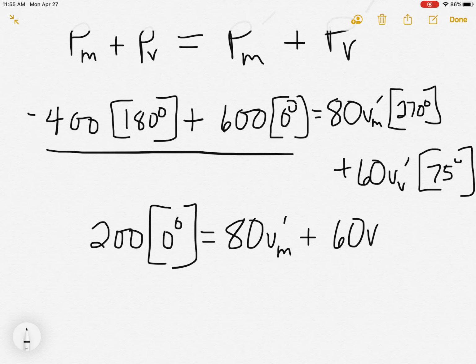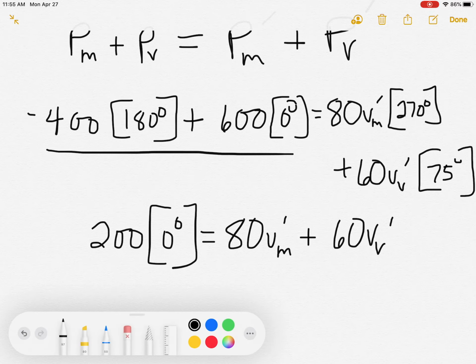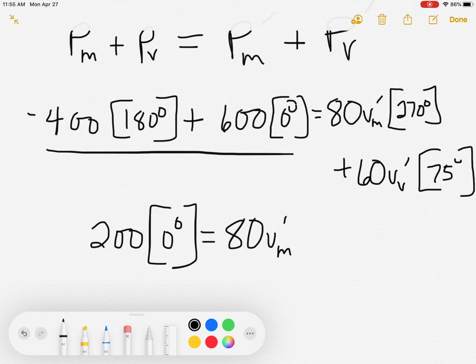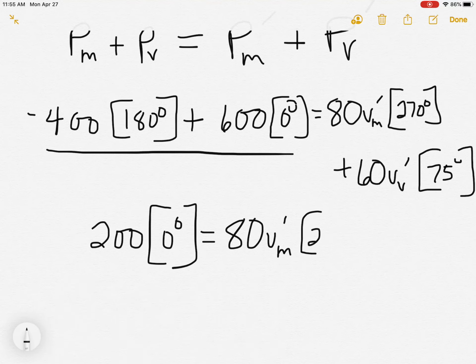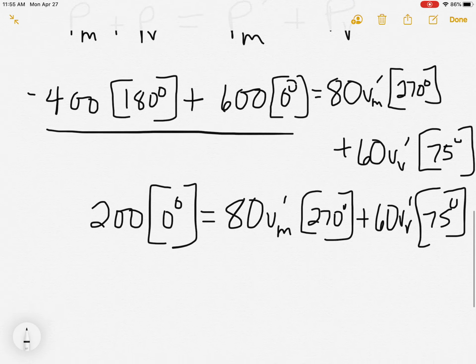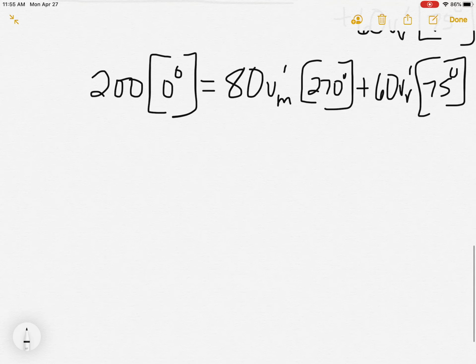And then we have this one, 80, velocity man, plus 60, velocity victim. Oh, I'm sorry, I forgot the directions. Better put those in. I'm trying to save space, but it's not working. We've got to put the 270 in there. Plus 60, velocity at 75.